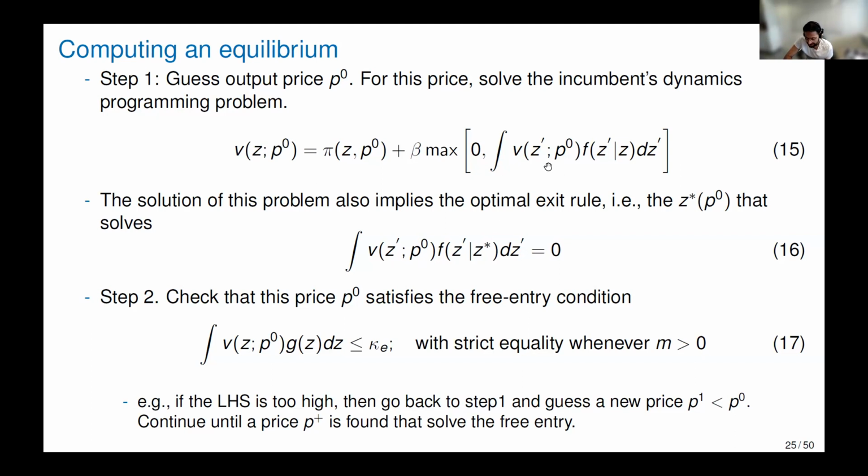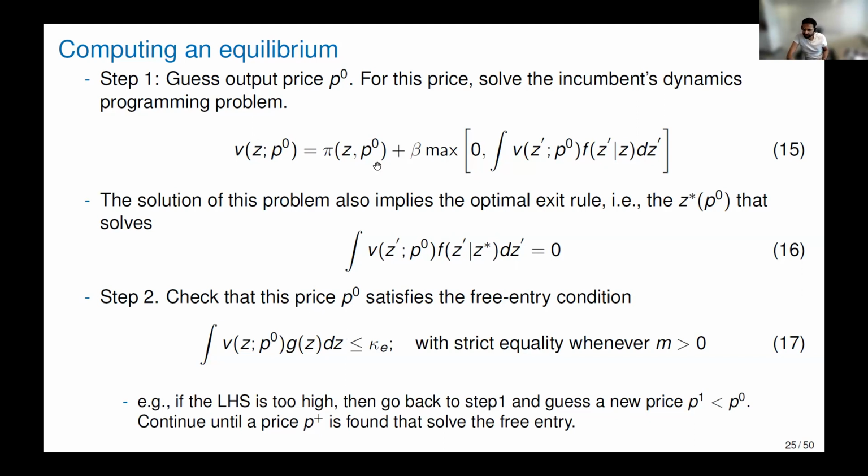Okay. Then I can use this continuation value to pin down my Z star, because this is the maximum of 0, and this continuation value will tell me who will survive and who will not survive. So this is the zero profit condition. Once I have the zero profit condition, then I can see if this P naught satisfies the free entry condition or not.